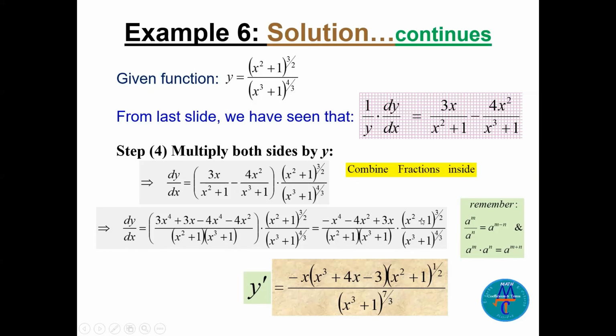Now, x squared plus 1, this is in the numerator, a to the power m, divided here by x squared plus 1 power 1. You subtract m minus n. So 3 over 2 minus the 1. So it becomes half here. That's why it becomes half. So all this brown is the y prime. You can do it yourself and check, please, the answer.